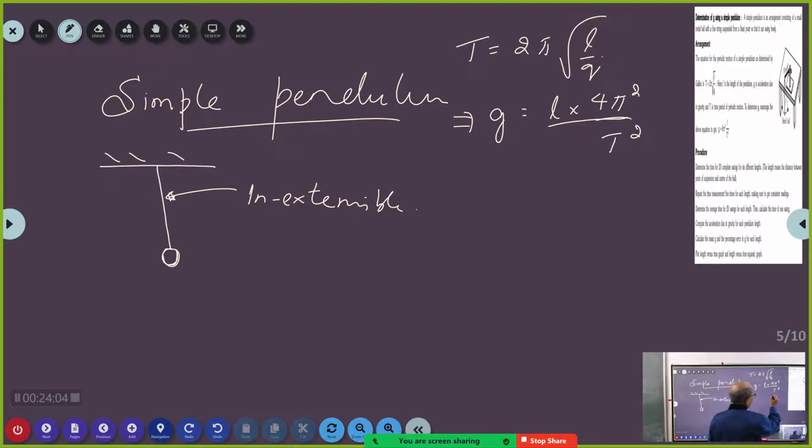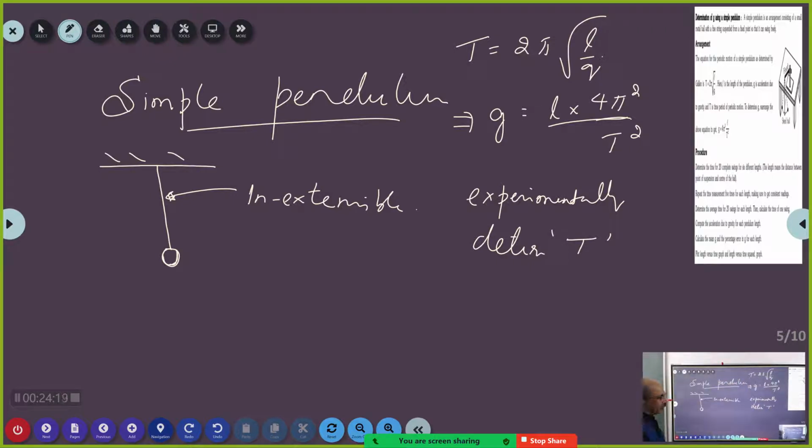Now your job is experimental. What will you do? Experimentally determine T. Okay. So for that you will have a setup like this, right? And then you will do 10 observations, correct? So you will make the pendulum oscillate.